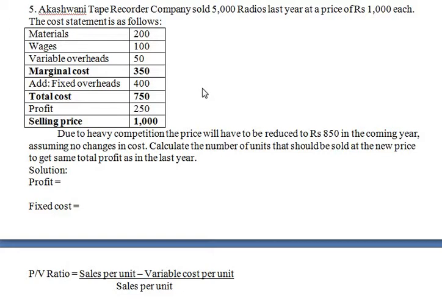Today's class we are going to solve a few more problems on marginal costing. So here is the problem.